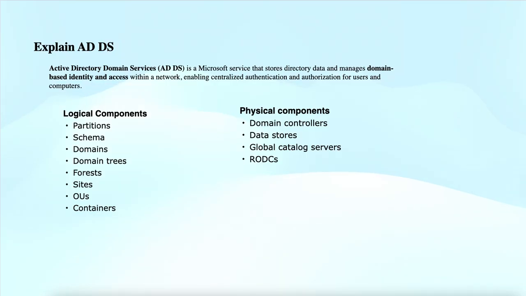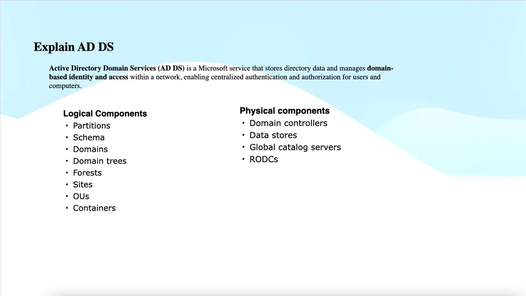Next we have the domain. The domain is a collection of objects like users or computers that share the common database and the security policies. It's like a group of computers and users that follow the same rules. Then we have the domain trees, which is a set of multiple domains that are connected in a hierarchical structure and share the common domain name. It's like a family tree of the domain.